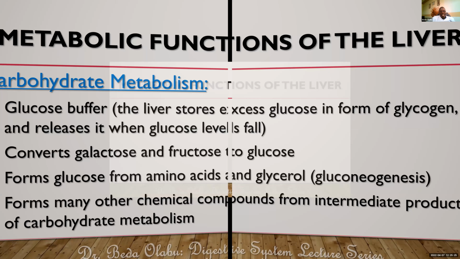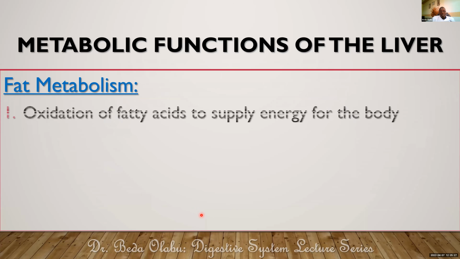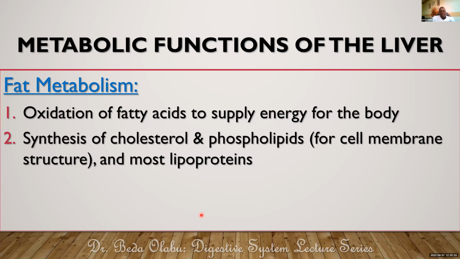How about with regard to fat metabolism? The liver is able to oxidize fatty acids to give us energy. The liver also synthesizes some types of lipids like cholesterol, phospholipids, which go to cell membranes, and cholesterol, remember, also goes to bile, and lipoproteins, basically, that help in transport of substances.